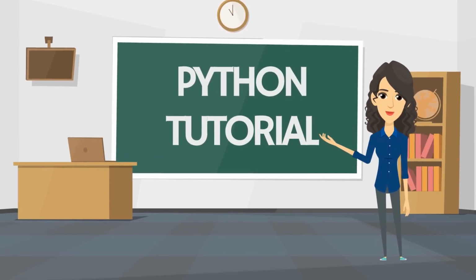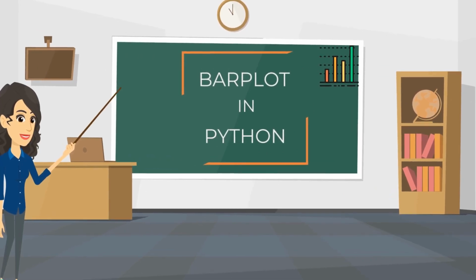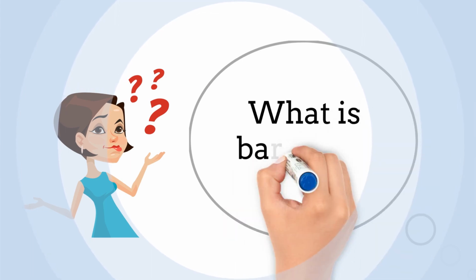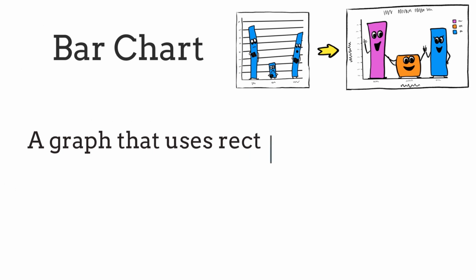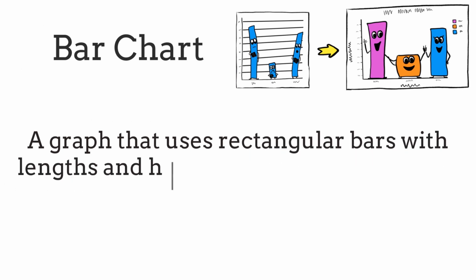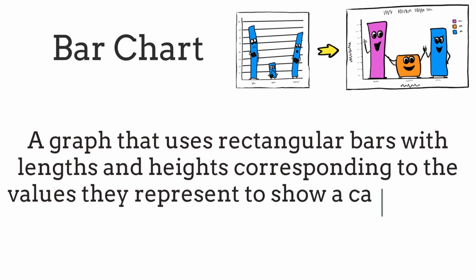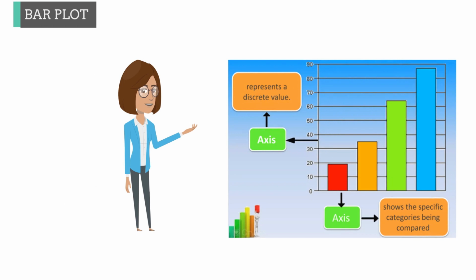Welcome to Python tutorial. In this tutorial we'll be looking at how to plot bar chart using Python. So, what is bar plot? A bar plot, often known as a bar chart, is a graph that uses rectangular bars with lengths and heights corresponding to the values they represent to show a category of data. One of the axes of the plot represents the specific categories being compared, while the other axis represents the measured values corresponding to those categories.